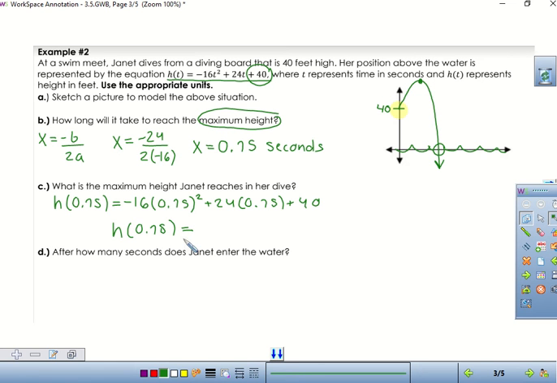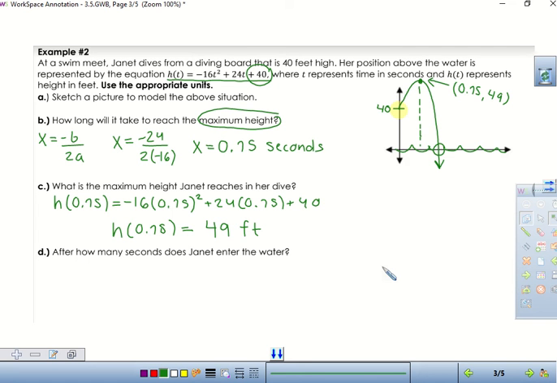Negative 16 parenthesis 0.75 squared, plus 24 times 0.75 plus 40. So that will give me 49 feet. So this point right here is at 0.75 comma 49, if that helps you have a better understanding of what's happening. So she reaches her maximum height there.